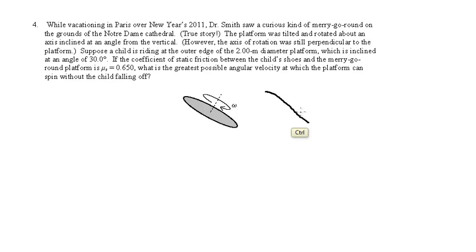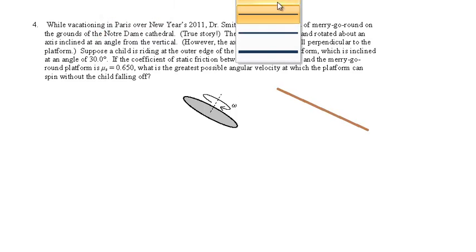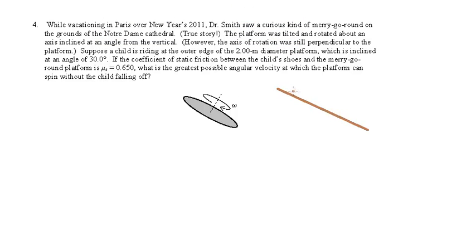Okay, so what we want to do here is say what happens. A child riding at the outer edge is 1 meter from the center, right? Let me use the line tool now that I know how to use it, and draw a side view of the thing. Let's say here is a child at the upper outside edge, here's a child at the lower outside edge, and this is a 30-degree angle.